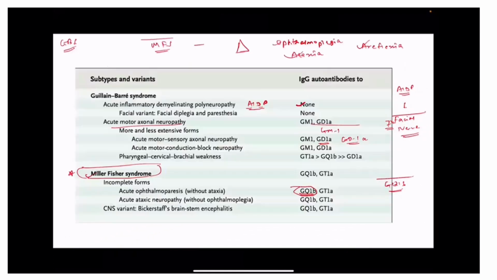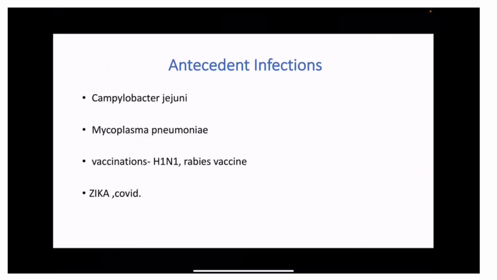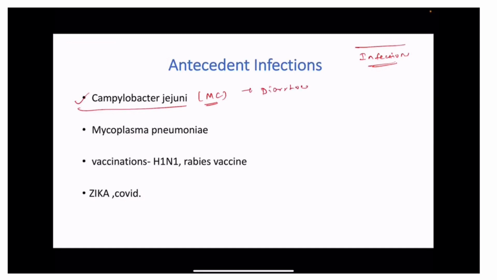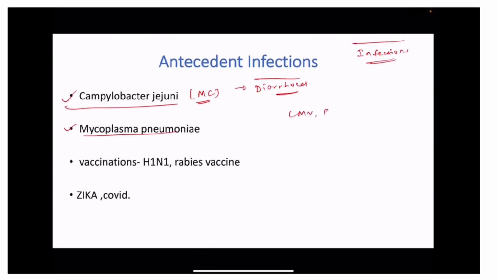Okay. And antecedent infections, as I told you, certain infections occur 1 to 4 weeks prior to the onset of GBS. And the most common infection is, again, this will be asked a lot of times in your exams, Campylobacter jejuni infection. So this usually is responsible for your diarrheal illnesses. So C. jejuni infection. Apart from that, certain respiratory infections like Mycoplasma pneumoniae. Apart from that, other infections like CMV, EBV also have a role.